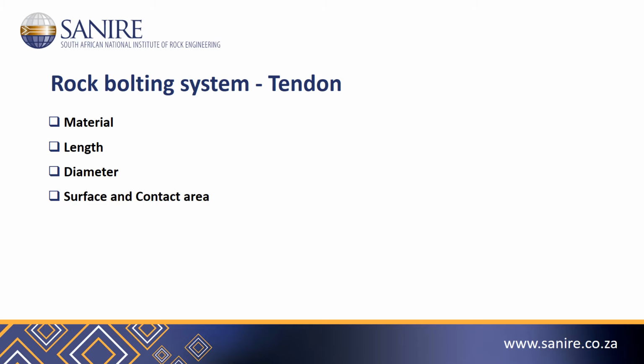Now looking at the tendon, of importance here is the material of which the tendon is made, the length of the tendon and also the diameter of the tendon. So this makes up the whole tendon, the piece of steel that needs to be inserted into the hole, and then also the surface and the contact area of the tendon towards the resin area, and how those two interact on the surface, and what the restrictions and the application of those two environments are.